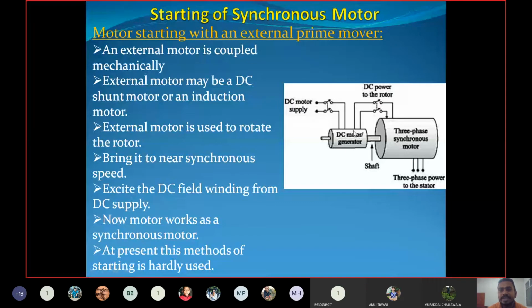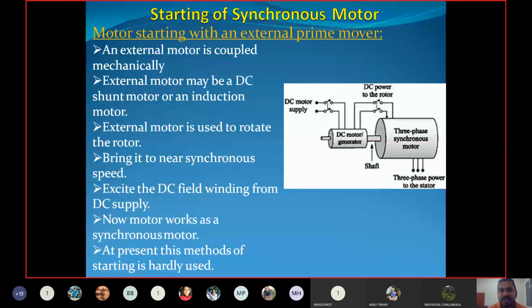We have to use the induction motor, a three-phase induction motor. The shaft of the three-phase induction motor is mechanically coupled with the shaft of the synchronous motor. Now switch on the three-phase supply to the synchronous motor. As the three-phase supply is given to the stator winding of the synchronous motor, a rotating magnetic field is produced. This rotating magnetic field rotates at synchronous speed in the clockwise direction.